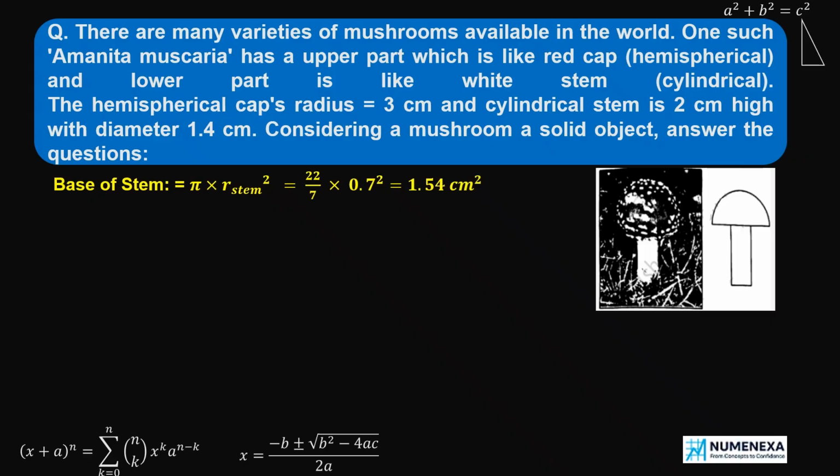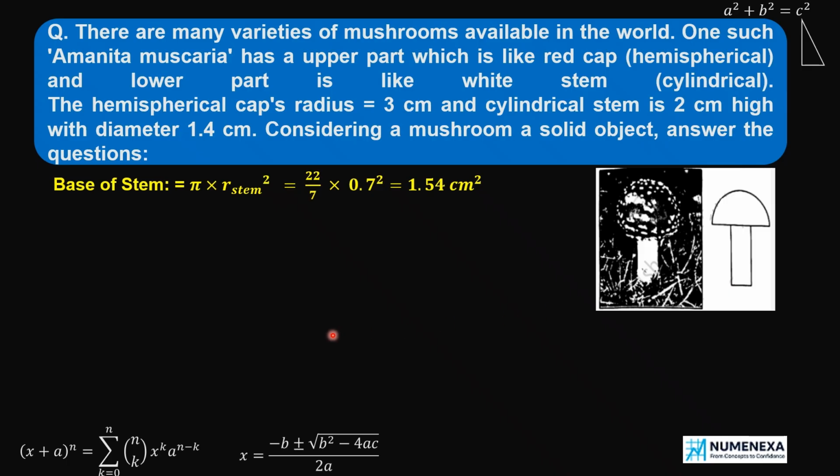So the base. Naturally it's a cylinder, so base will be a circle, and the area of the circle is pi r square, that is pi r stem square. Substituting the value of r stem, that is 22 by 7 into 0.7 square, is equal to 1.54 centimeters square. It is the area of the base.